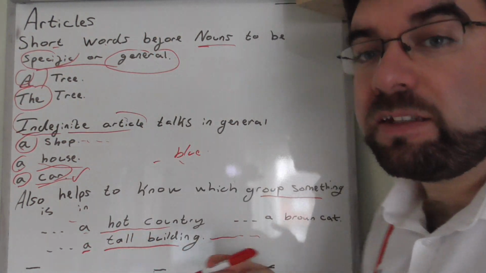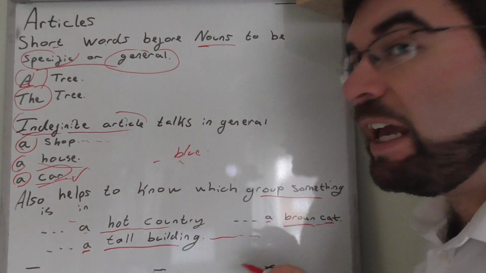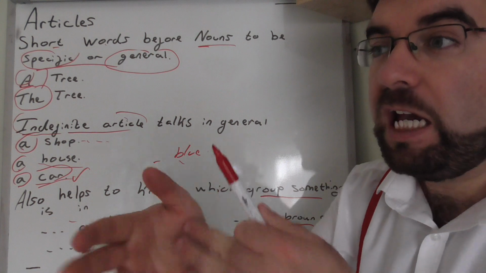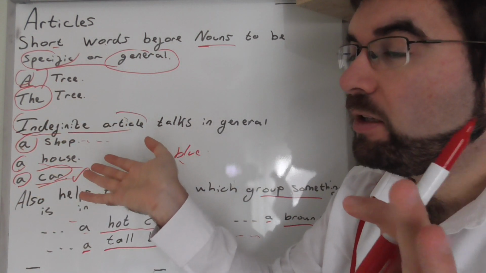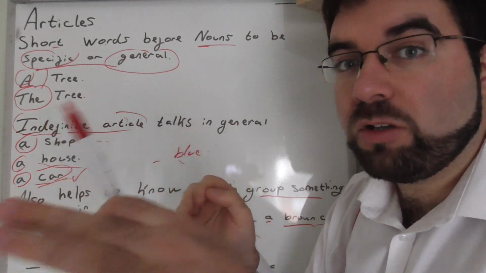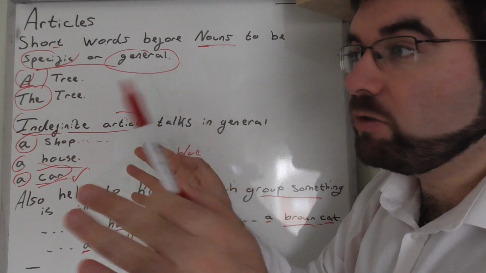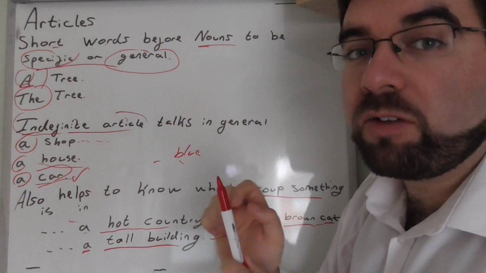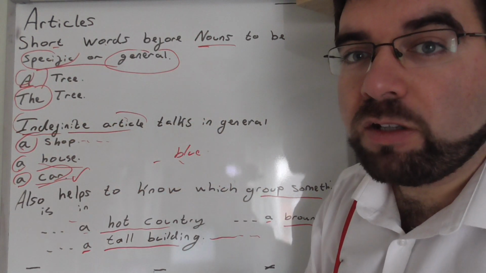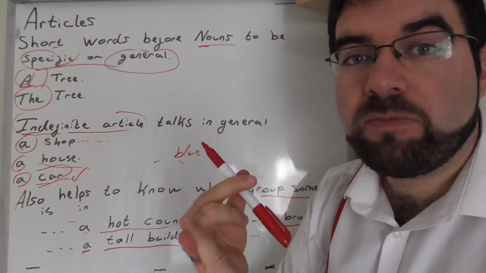Or even a brown cat. I want a cat. I want a brown cat. I have loads of cats, but I've only got a few brown cats. There's black, ginger and beyond. Don't want those. But we've got a brown cat. We've got a few brown cats. Which one do you want? I want a brown cat.